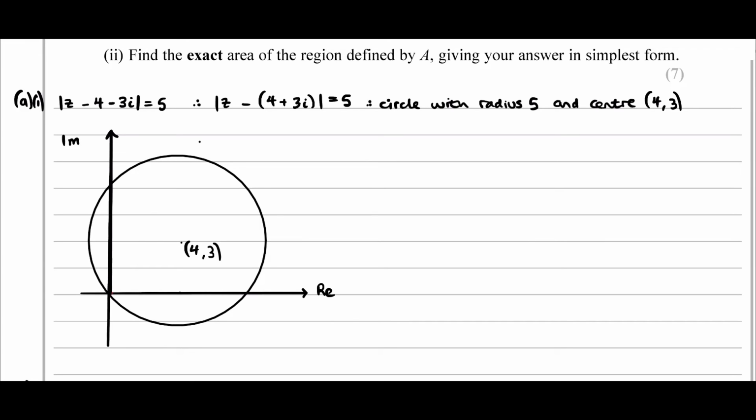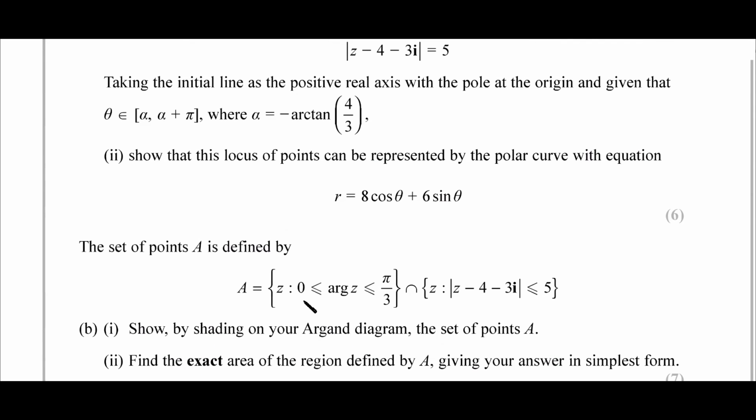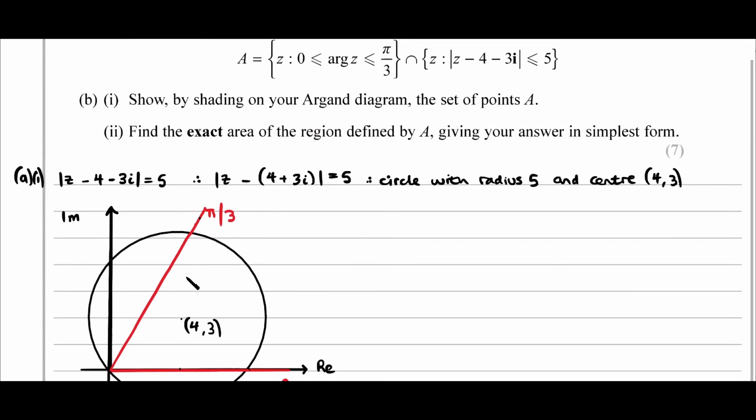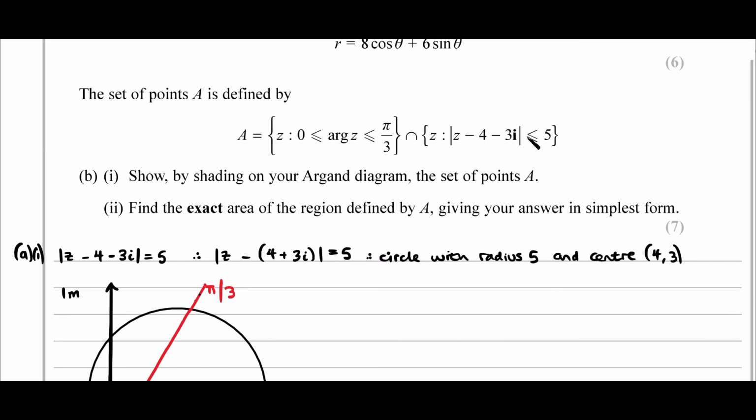60 degrees, that's over here. So that's pi over 3. And we also have 0 degrees, sorry, 0 radians, I should be saying radians, over here. So if we go back to the question, we want the argument of z to be in between those two angles, so enclosed in between here, and we want the points where the circle is less than or equal to 5.